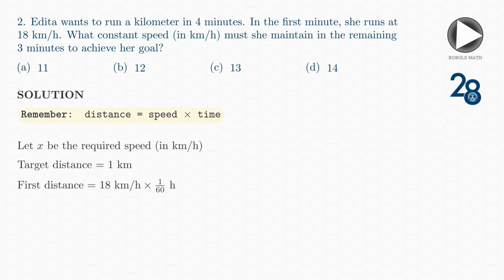Now for the second distance, the person must travel at a speed of x for 3 minutes. So the distance covered is x times 3 over 60. So just combine this. We want the sum of the first and second distance to be equal to the target distance. So that's 18 times 1 over 60 plus x times 3 over 60 is equal to 1.